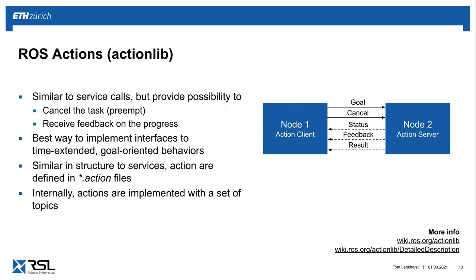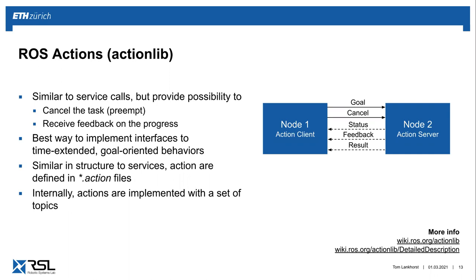Now, ROS services are a great way to facilitate communication between two nodes in a one-shot fashion. However, they are supposed to be used with relatively short processes, and they are blocking. That means that the client waits until the server is ready. In practice, there will be many situations where you have time-extended things that you want to do, and that is where ROS actions come in.